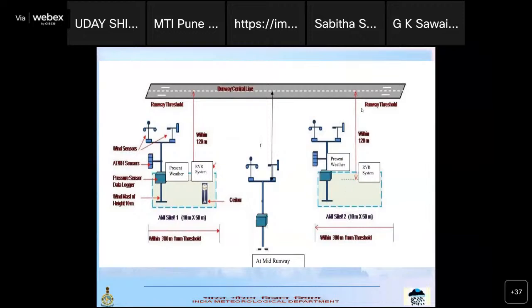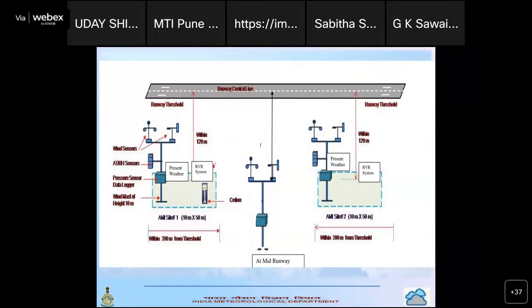This weather data, all this parameter data, will reach the ATC site. Our people are sitting there in the ATC room. One room is allotted for us, the meteorological people. They will prepare the MET report, METAR, and transmit it every half hour. Every half hour they have to prepare the report and disseminate it to the Airports Authority of India people.